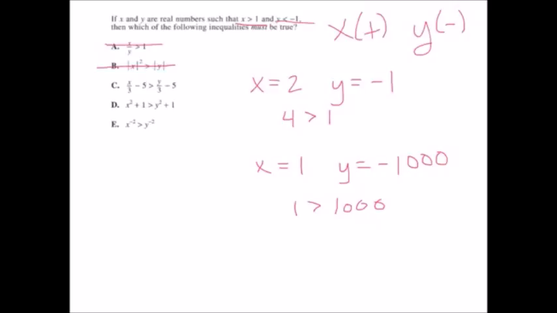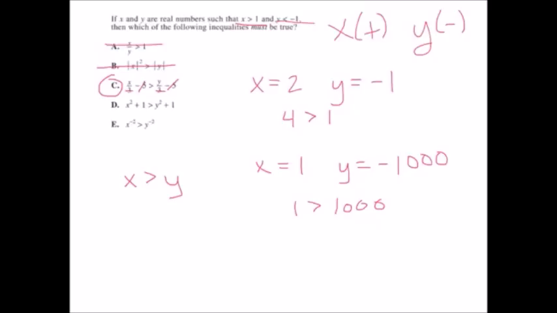Let's look at C. And this looks pretty complex, but realize, look what they've done to both sides of the equation. There's a minus 5 and a divided by 3. Take that away and take away the divided by 3. This problem breaks down to x is greater than y. Is that true? Well, yeah. X is always positive and y is always negative. C always has to be true.